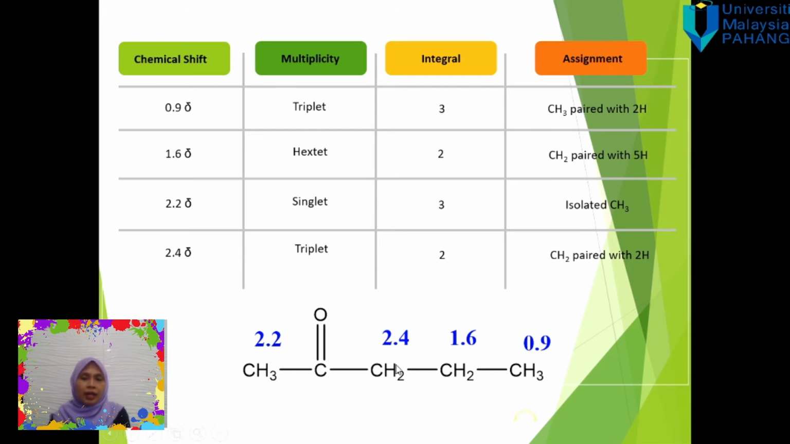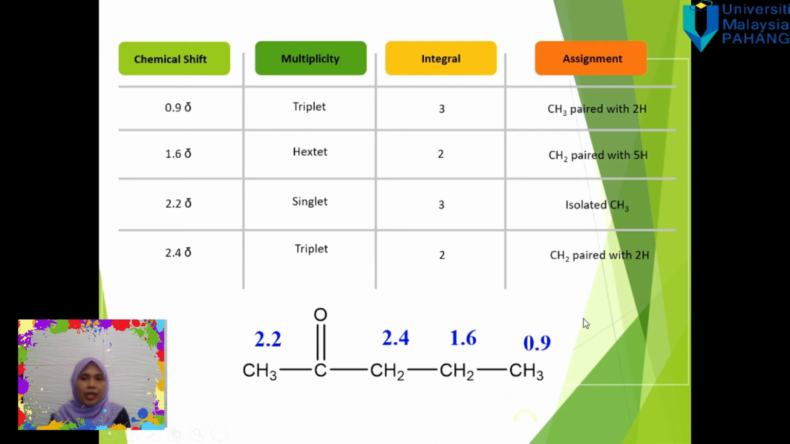Based on this, we check whether the chemical shift and multiplicity are correct. 0.9, yes, correct. 1.6, yes, correct. Multiplicity will be 5H, is it? Yes, so correct. And this CH2, multiplicity will be a triplet at 2.4, correct? Yes. And this 2.2 is only a singlet. All correct and matching with the table, so the answer is here. We get the clue of this structure.